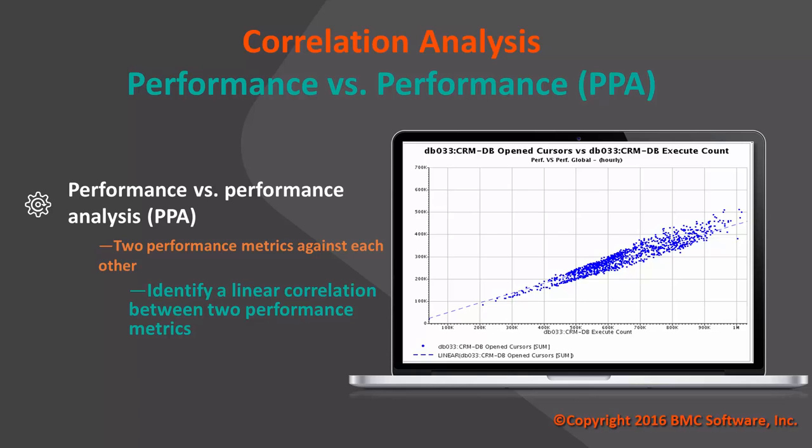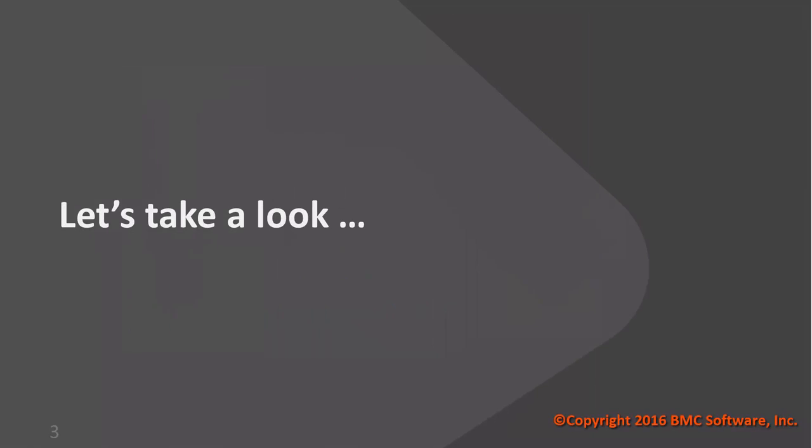This means there's no time series data associated with it, but you're looking at how a collected metric is going to influence another collected metric, and you see a scatter plot as the output. In this way, you'll be able to understand whether or not those two performance metrics are actually influencing each other. So let's take a look and see how BMC TrueSight Capacity Optimization can actually do this.